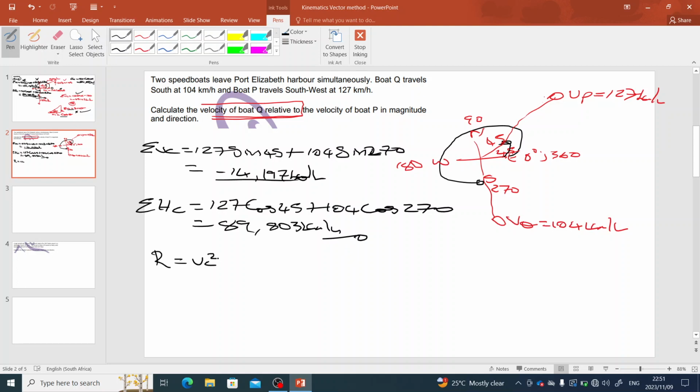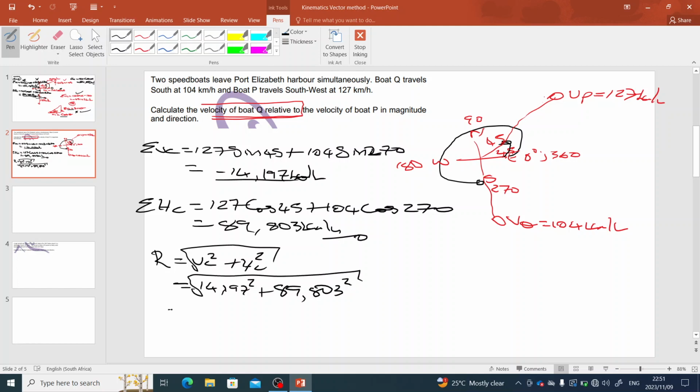Now, in calculating the resultant, you will be using the Pythagoras. It will be the vertical component squared plus the horizontal component squared, all square root. Our vertical component is 14,197 squared. Horizontal component is 89,803 squared, all square root. Then I got my answer as 90,918 kilometers per hour. Boom. This is how easy this method is.